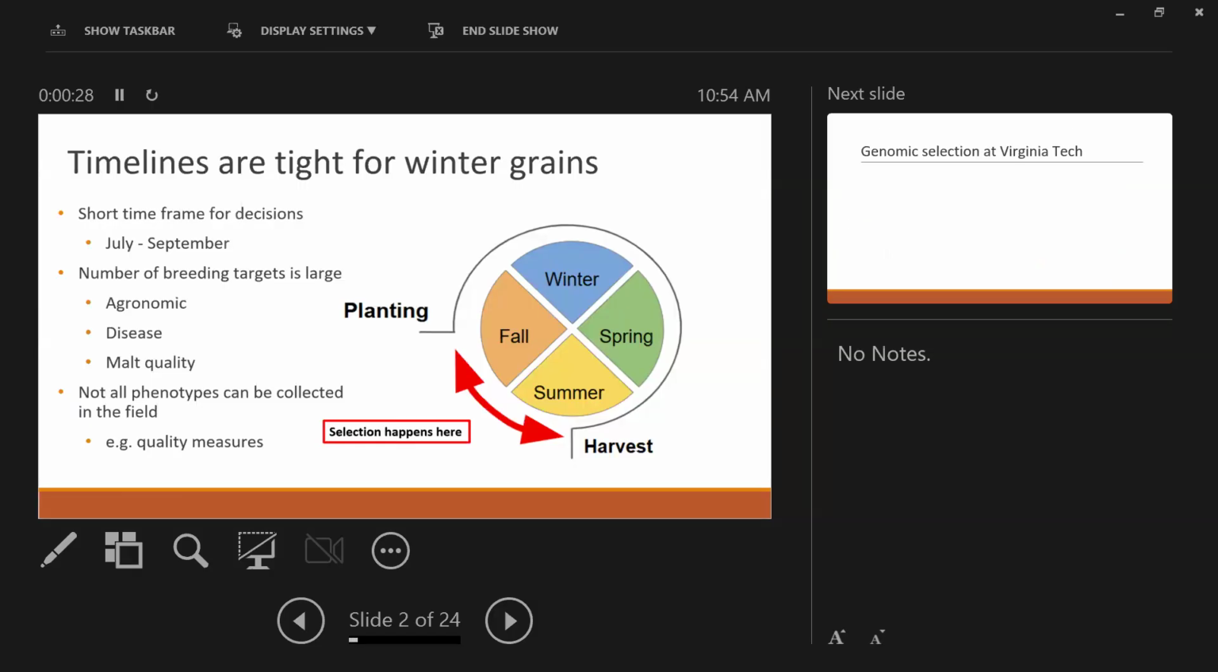So winter crops especially, our timeline between when we take those plants out of the ground and have to make our selections to plant them again is very tight. We have between July and September to make those decisions, and we're looking at the agronomics, the disease traits, and malt quality. However, not all of our phenotypes can be collected before we make those decisions. So we have a short time frame to make those.